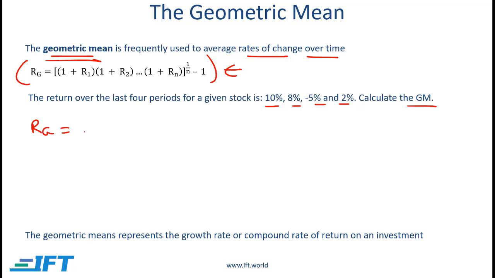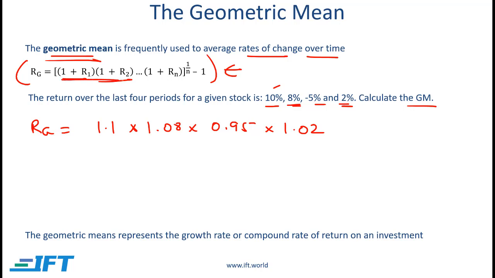So the geometric mean is 1 plus the return in the first period. So 1 plus 10% would be 1.1 multiplied by 1 plus the return in the second period. So that would be 1 plus 8%, which would be 1.08. And then 1 plus minus 5%. So that would be 1 minus 0.05, which is 0.95. And then for 2%, it's 1 plus 0.02, which is 1.02.